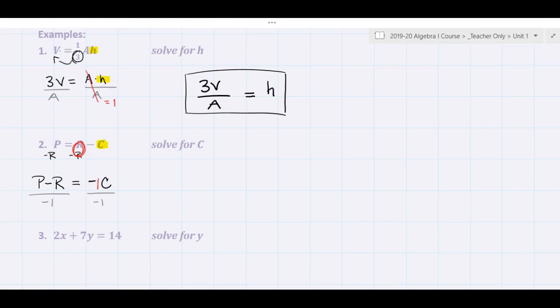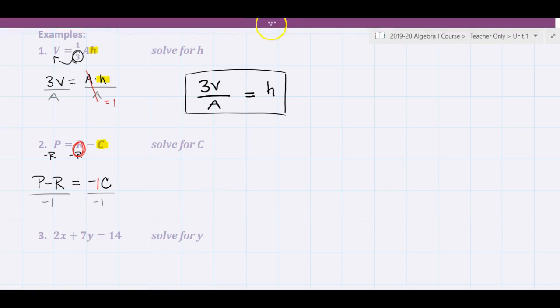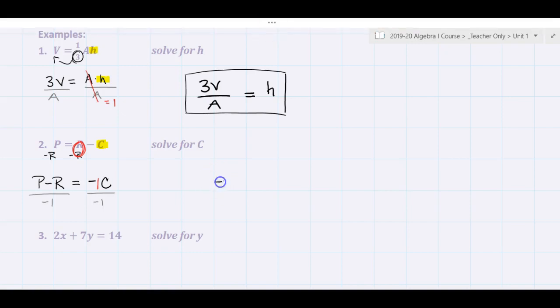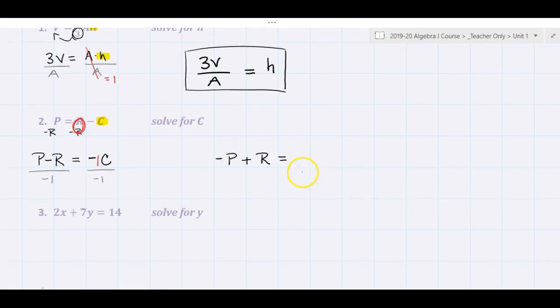When I divide by negative 1, it will change everyone's sign. So p is originally positive. Dividing by negative 1 will make the p negative. R is originally negative. Dividing by negative 1 will make it positive. C is originally negative. Divided by negative 1 will make it positive. So I've successfully solved this equation for c.